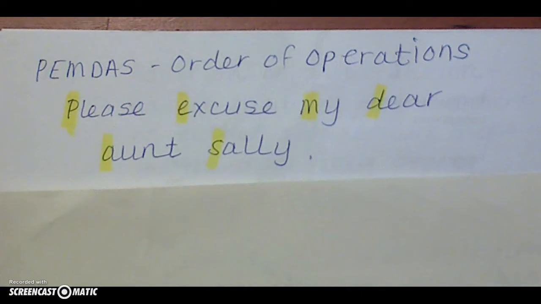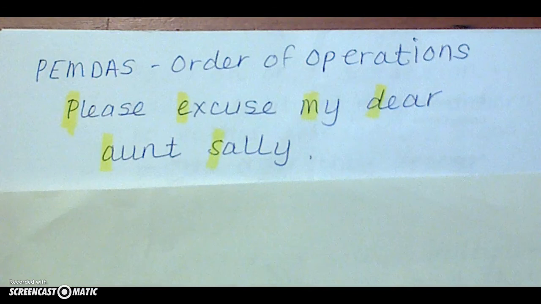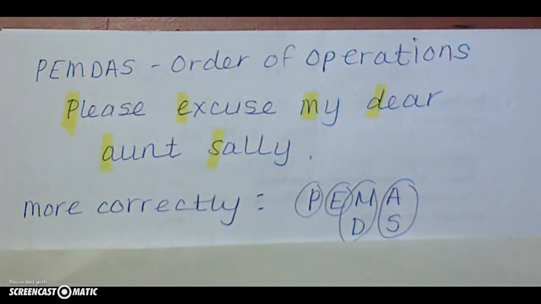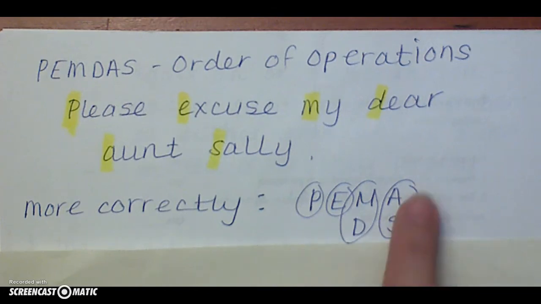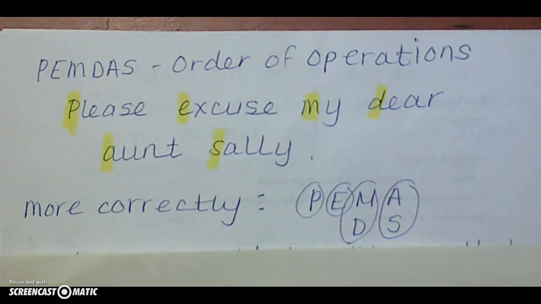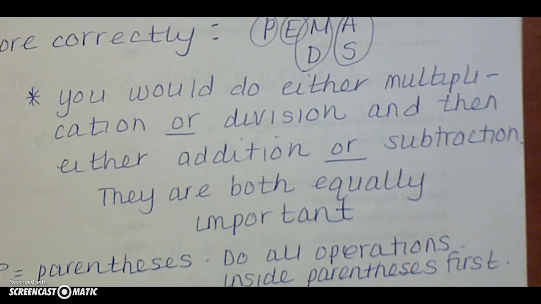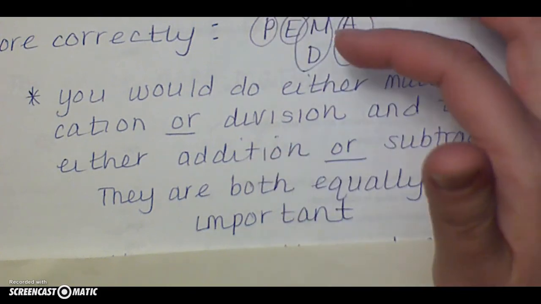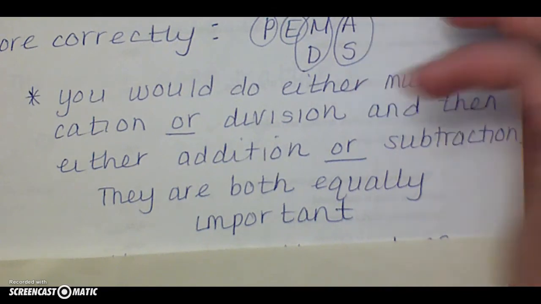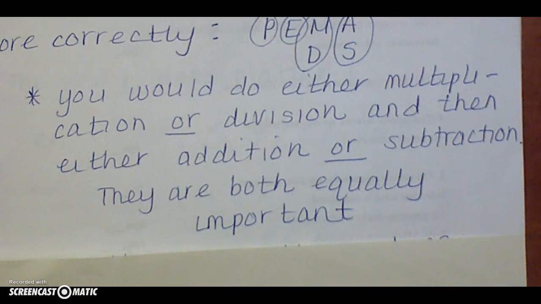So in order to utilize the order of operations, there's a fun little thing called PEMDAS, which tells us exactly in which order to do our math problems, and the way to remember it is please excuse my dear Aunt Sally. So the first letter in each word relates back to PEMDAS, the order of the operations. More correctly, it looks like this: P, E, and then either M or D, and then either A or S. So what does that mean? You do parentheses, exponents, and then either multiplication or division, and then either addition or subtraction. They're both equally important, so whichever one happened to be first, you would do first.